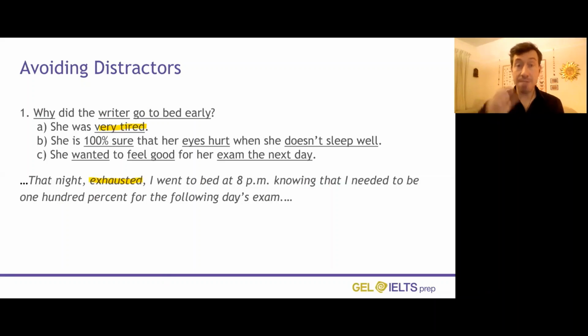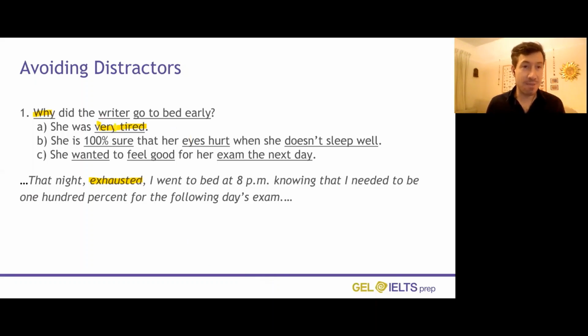have the same meaning. But we want to know, why did she go to bed? And here it doesn't say she went to bed because she was exhausted. Here it just says, that night exhausted, I went to bed. That means she felt exhausted when she went to bed. It doesn't say that's the reason or that's why she went to bed. So this is what we call a distractor.